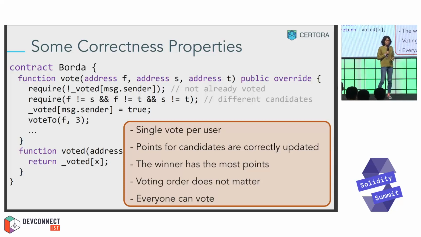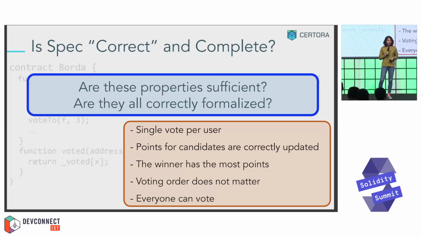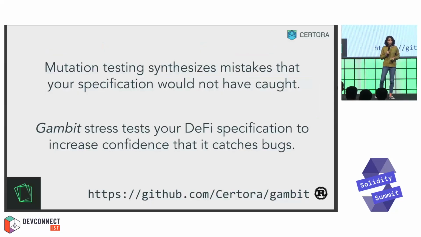Okay, so we have all these properties. Now the question is, are these properties sufficient? And even if they are sufficient, are they all correctly formalized? To answer these kinds of questions, we are proposing this technique of mutation testing.